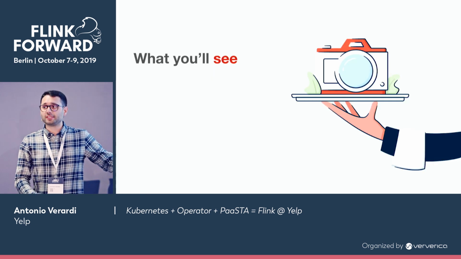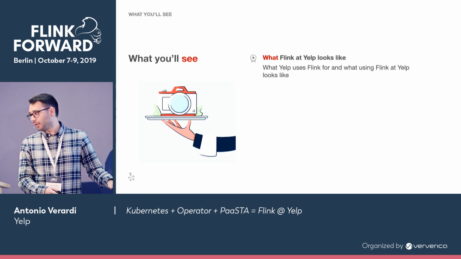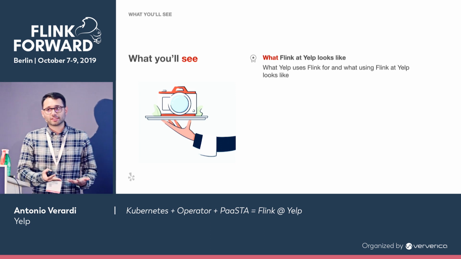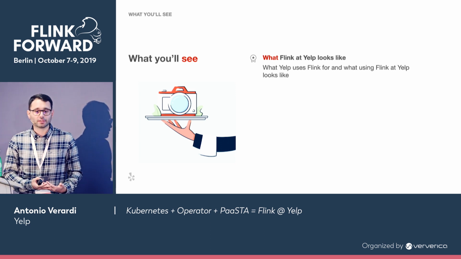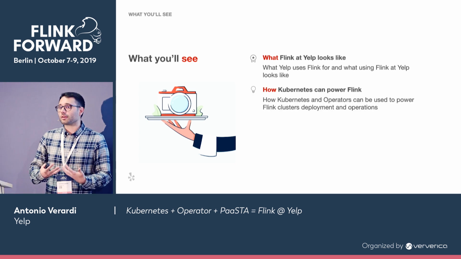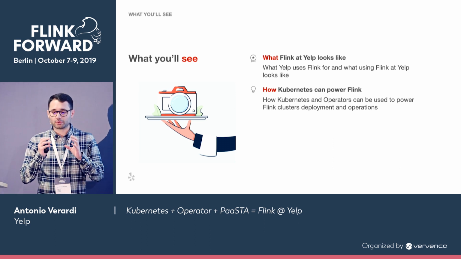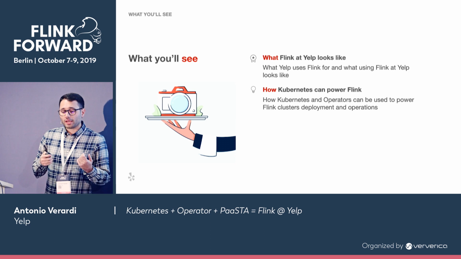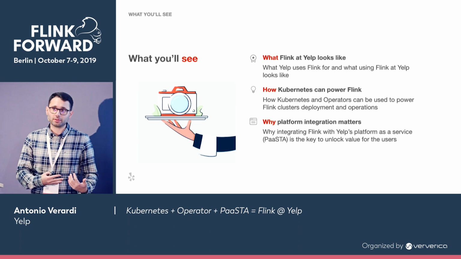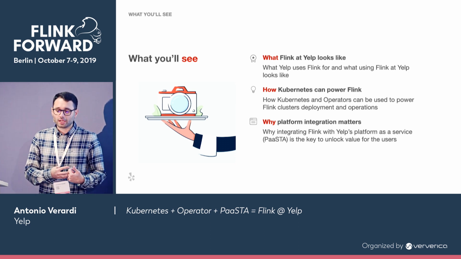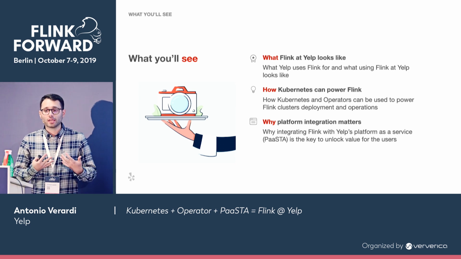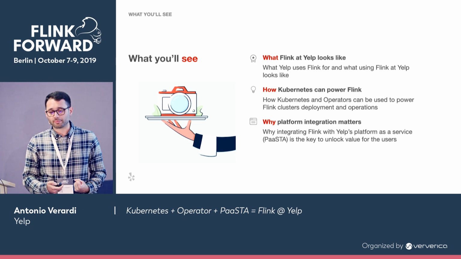So what you're going to see in this talk are mainly three things. First one, what Flink at Yelp looks like. Well, I guess that wasn't the title. So basically, we're going to see the main use cases we use Flink for and why we like it so much. Second, we look at how we run Flink on Kubernetes, especially with a closer look at our Flink operator. And lastly, why platform integration matters to us. And with platform, I mean PaaSTA, which is our custom platform as a service. We use this integration with PaaSTA, which is what is used by developers to run REST services, in order to make the platform much more usable for them.